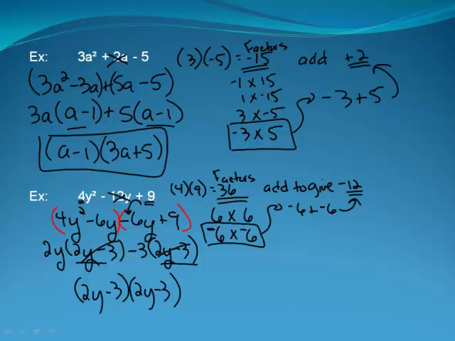Now, this answer is fine. However, note that because those groups are exactly the same, you also could write that answer as 2y minus 3 quantity squared. Group times identical group is group squared. So that's another possibility for the form of that answer.